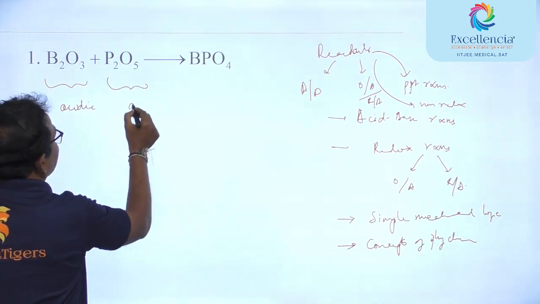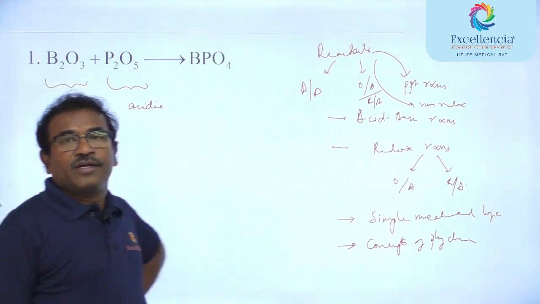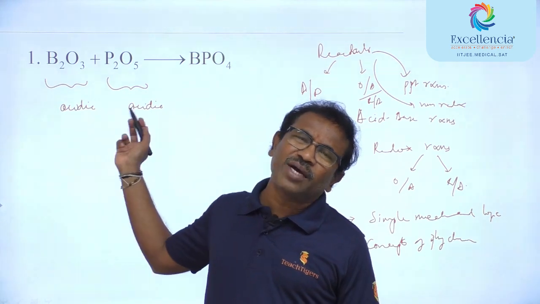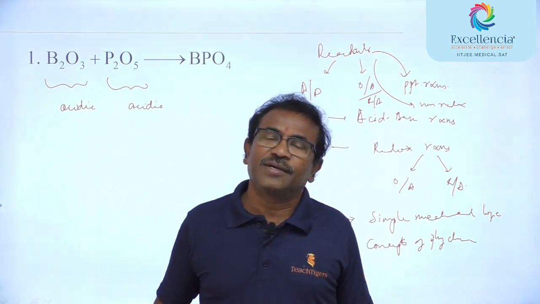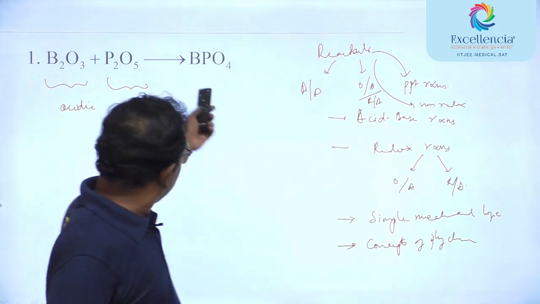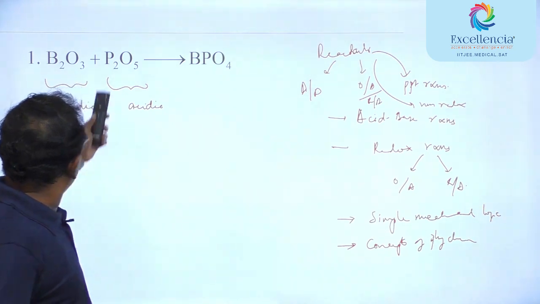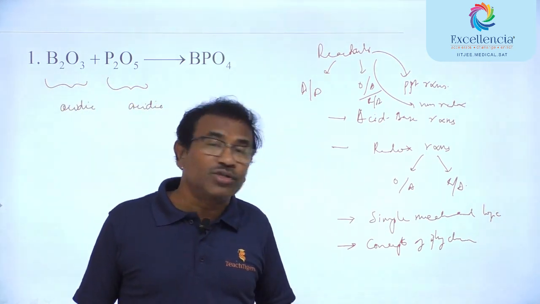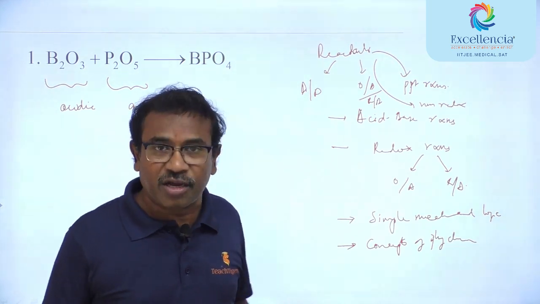This also is acidic. The funny thing here is, at first instance, you may wonder, how can two acids react? How come two acids react? Yes, but a reaction is seen, giving boron phosphate. So this is a unique reaction where two acids are reacting. But how should an acid react? At first instance, you may think that there is no reaction, but that's wrong.